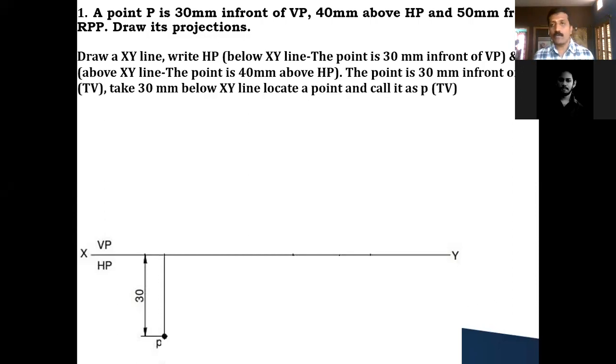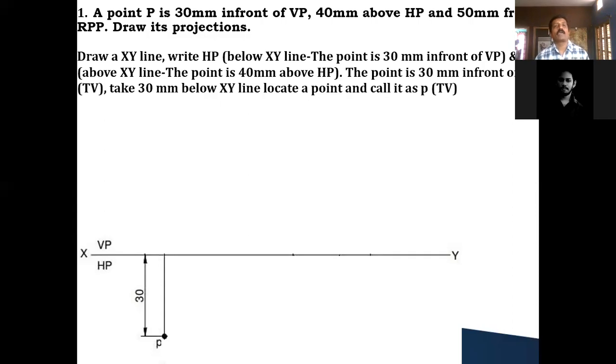So since it is a first quadrant example, draw an XY line and write VP and HP like this. VP will come above the XY line for the first quadrant, and HP you are going to get below the XY line for the first quadrant. Okay, after this, let me read the first sentence.